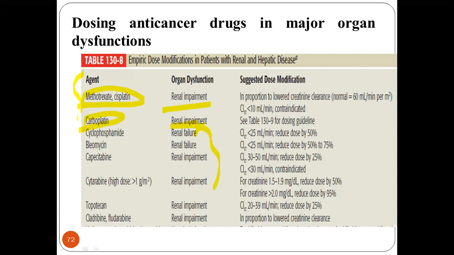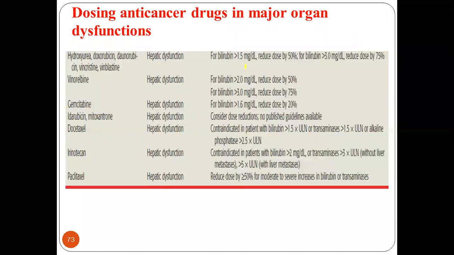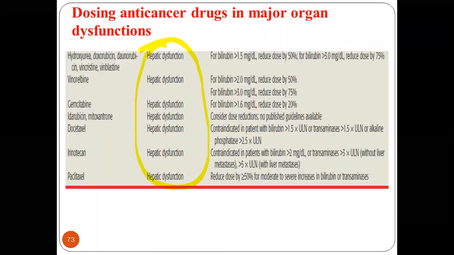So those are the classes of drugs that require dose adjustment in case of renal impairment. Then when you see hepatic dysfunction, like the anthracycline class of drugs and the Vinca alkaloids, they require dose adjustments if there is liver dysfunction. That means if the patient is on a dose regimen, we have to look at the liver function test. So we have to consider dose adjustment accordingly.